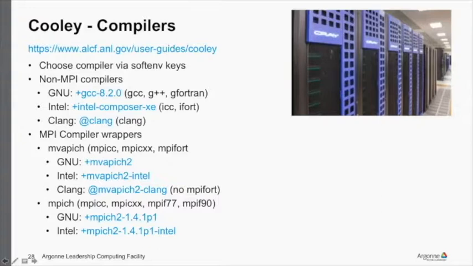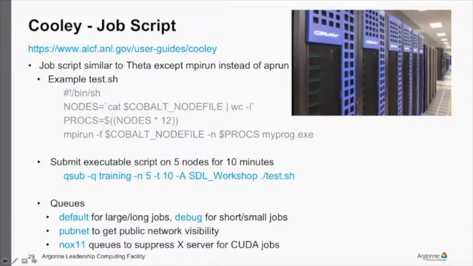For non-MPI compilers, there's a handful of options: GCC, Intel, and Clang. Maybe you do, in fact, need an MPI compiler. MVAPICH and MPICH are both available on this system. The keys that are shown here will pull in the latest version. For example, with Intel, this would pull in the 2018 version of the compiler and the MVAPICH MPI library.